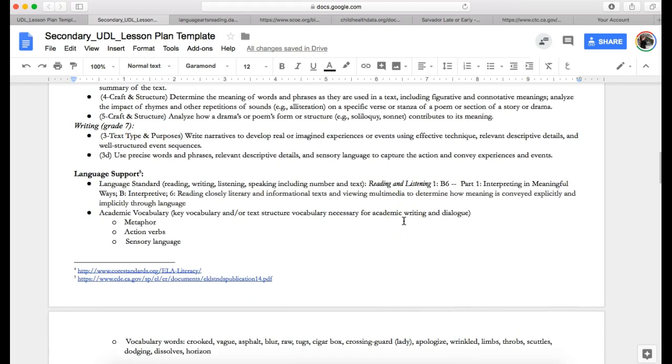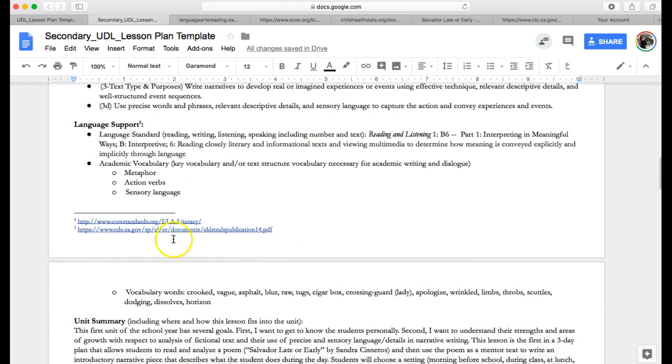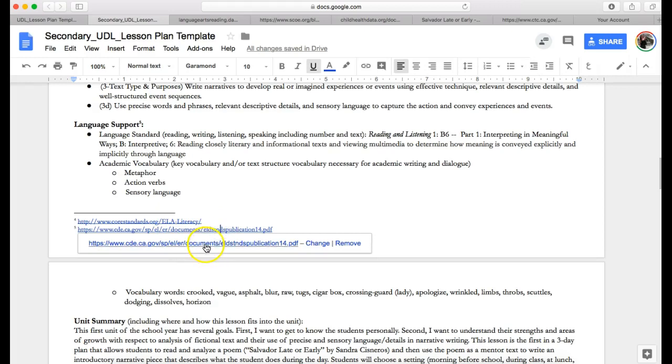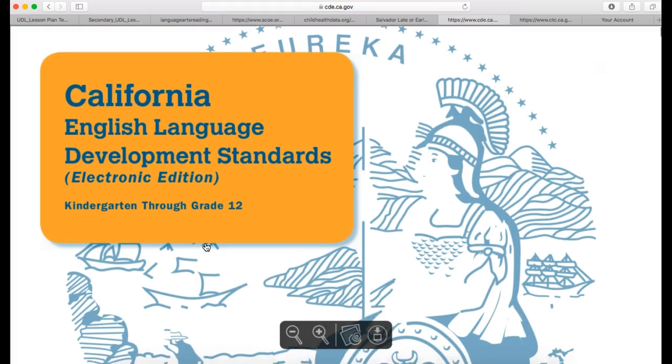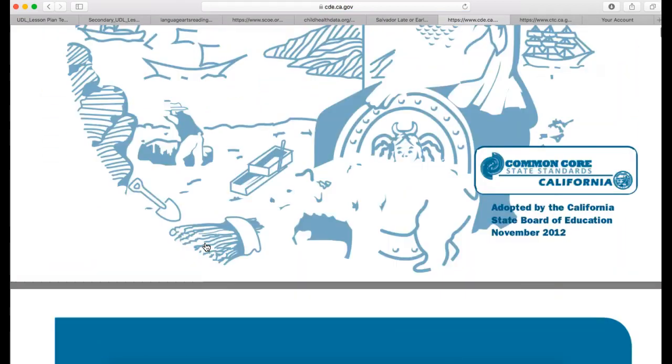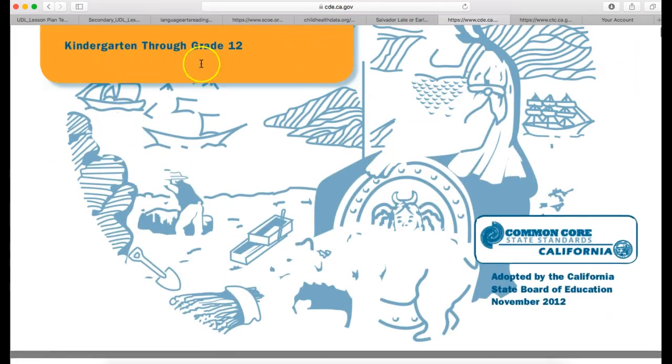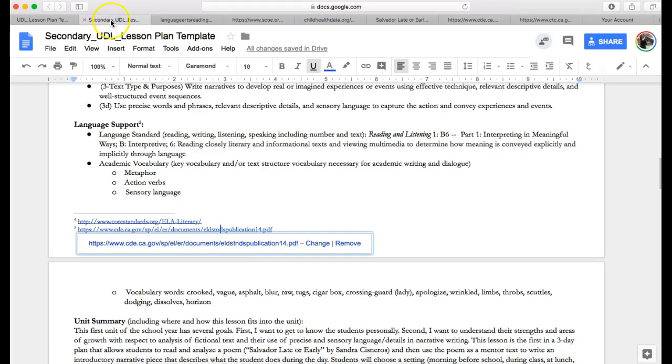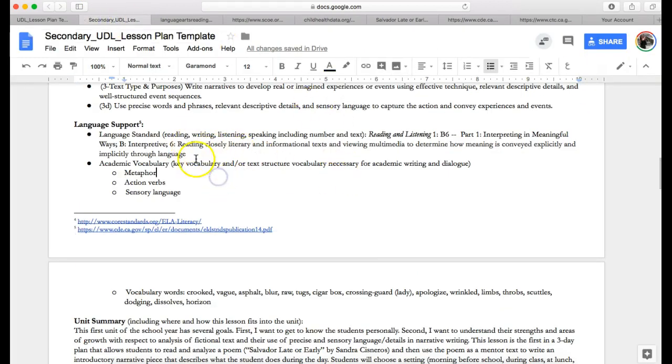As I mentioned before, language support is really important. So also we have the links to the Common Core, and then here we have the link to the language support, the English Language Development Standards, and you can see this is kindergarten through grade 12. So you can find out what those are, but most of them are around reading, writing, listening, and speaking.